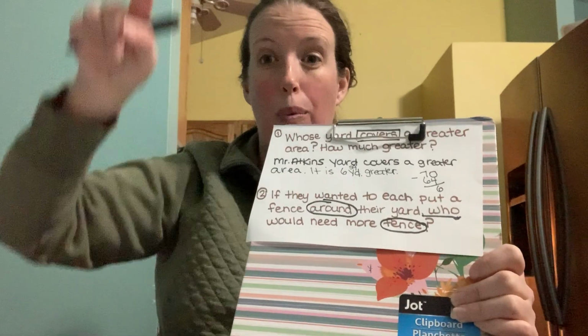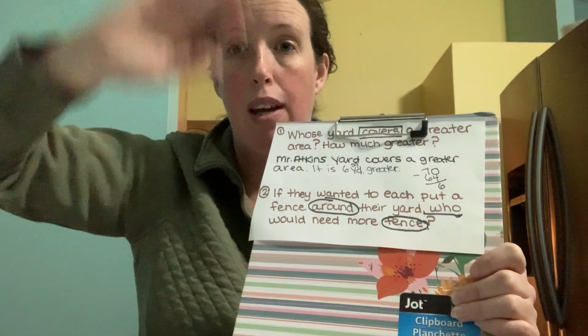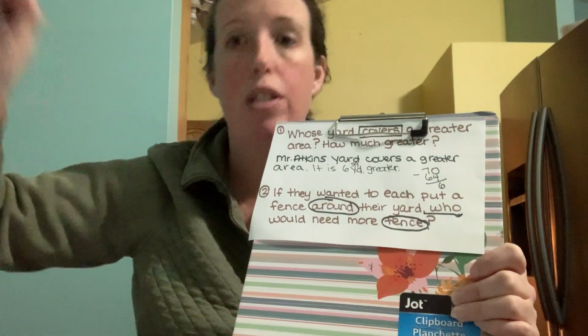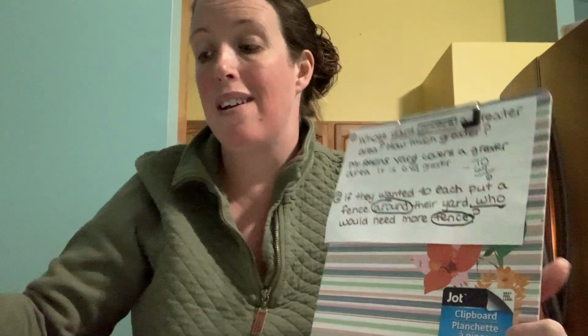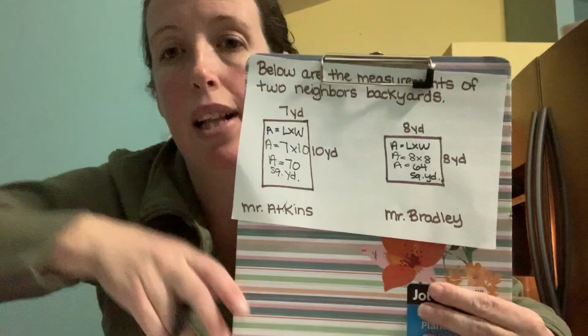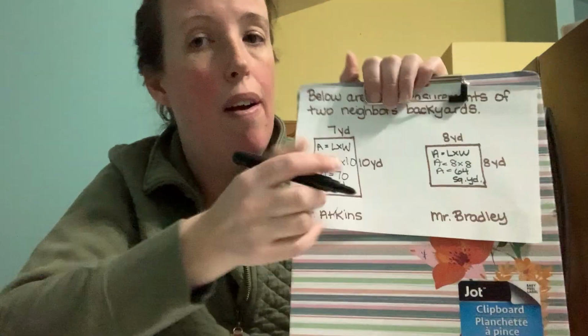So if I'm going around the outside of a figure for a fence, I'm no longer thinking about how much area it covers, but I just want to know the outside, which is the perimeter. So this is going to need a different formula. So to find perimeter, I add up the length plus the length plus the width plus the width. So I'm going to put in my missing measurements here.